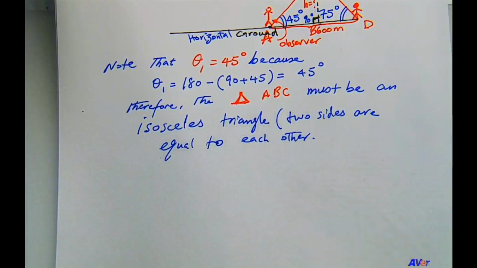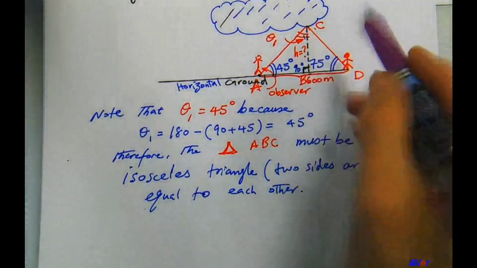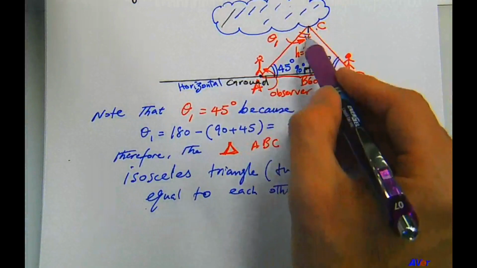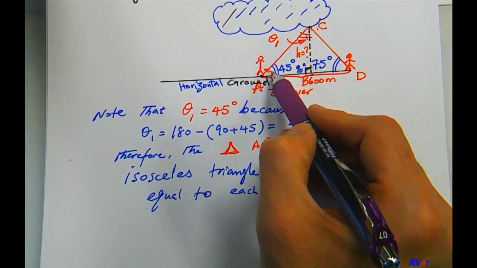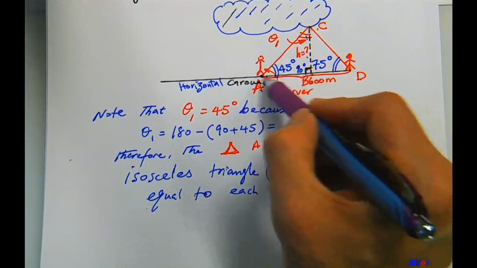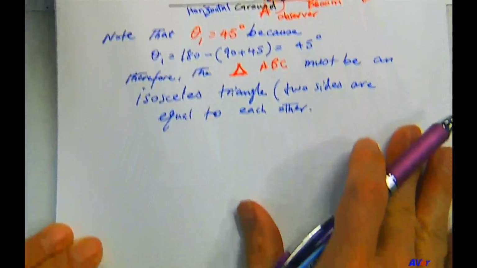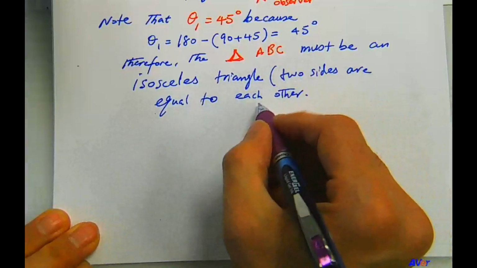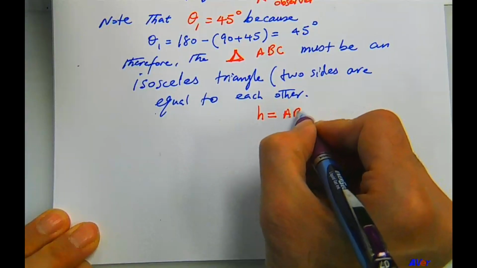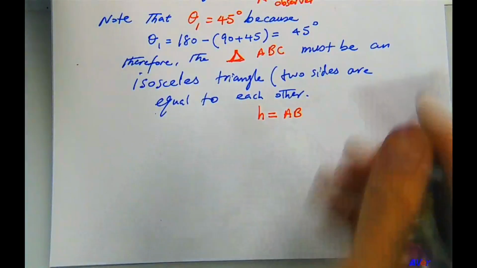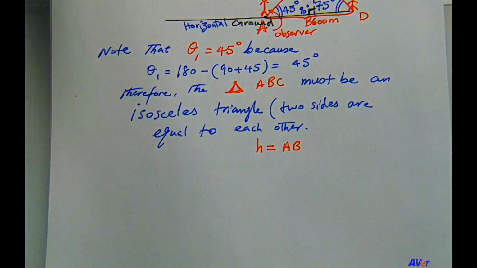So the significance of this then, it means that H and AB are equal to each other. This side is opposite this 45 degree angle, and this side, AB, is opposite this 45 degree angle. So those two sides must be equal to each other. So H equals AB. Very important conclusion from this, that theta 1 is a 45 degree angle.